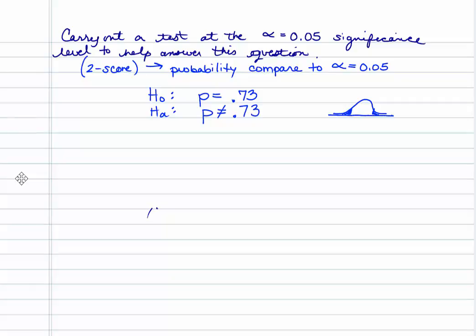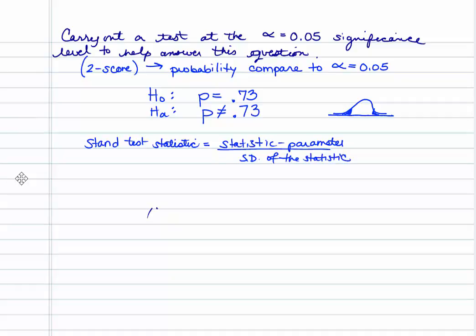So it's a glorified z-score. If you look on your chart or your formula table, we've got for our standardized test statistic: statistic minus parameter over the standard deviation of the statistic. For our standardized test statistic, we're trying to find a z-score for this.